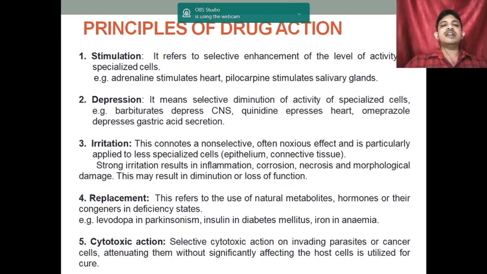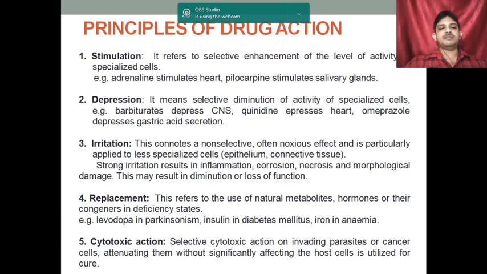Next is irritation. Irritation means a noxious effect, produced when the drug is applied to less specialized cells, for example epithelial or connective tissue. Different drugs, after administration, can produce inflammation, necrosis, or morphological damage. All of these are irritation.